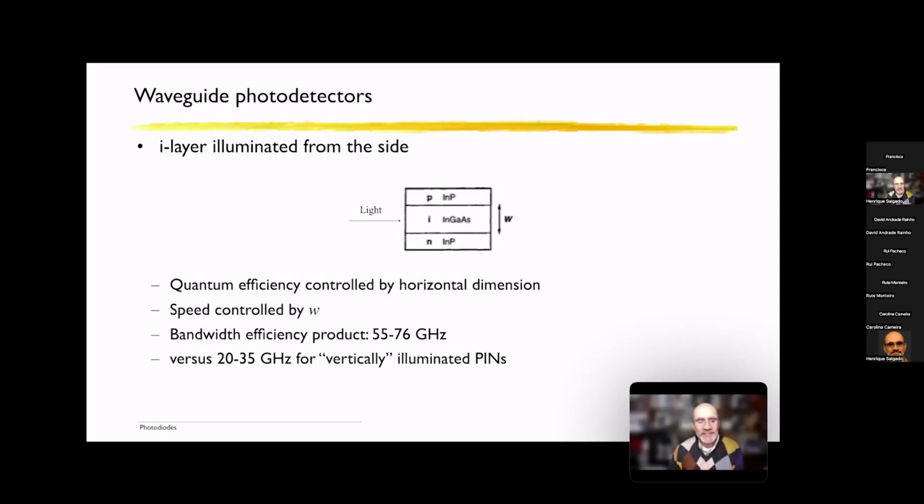So we've seen that the PIN structure was the simplest structure that we studied last week. It is made by a PN junction with an intrinsic region in the middle to increase the depletion region. Light incident in the photodiode generates carriers in the intrinsic region, which are accelerated by means of the electric field in the depletion region and collected at the terminals, giving rise to a current. So basically, the PIN photodiode converts light into current.